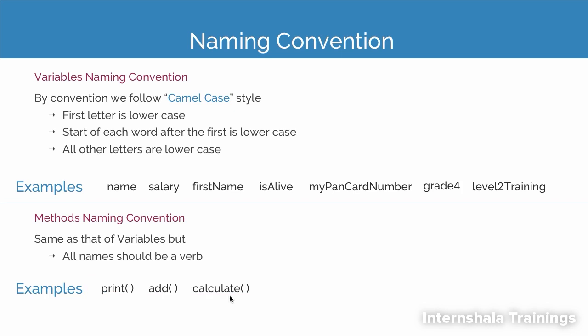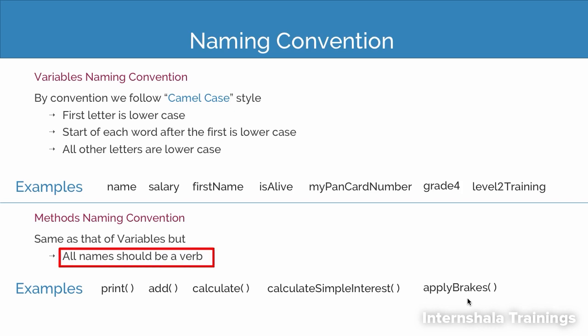Now similarly, we can be more specific, such as calculateSimpleInterest. So within this calculateSimpleInterest method, we will only calculate the simple interest and return the result as per our requirement. And also we can have applyBrakes, such as within this we can write code to apply the brake to the car. Now here we are following the convention of using the verb as names.